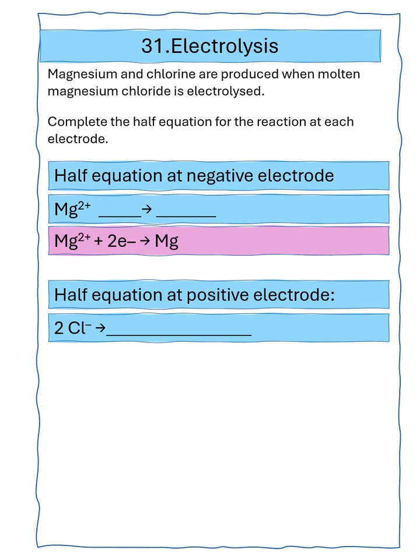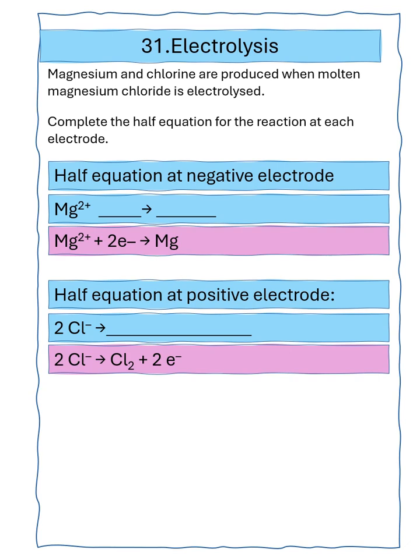We've then got the second half equation at the positive electrode, so we know we've got chloride ions this time being attracted to the positive electrode. We know we're going to form chlorine gas, Cl2, so we've then got to lose two electrons to form that chlorine gas because we've got two negative electrons on the chloride ions. So it's two chloride ions goes to Cl2 gas plus two electrons will be lost.